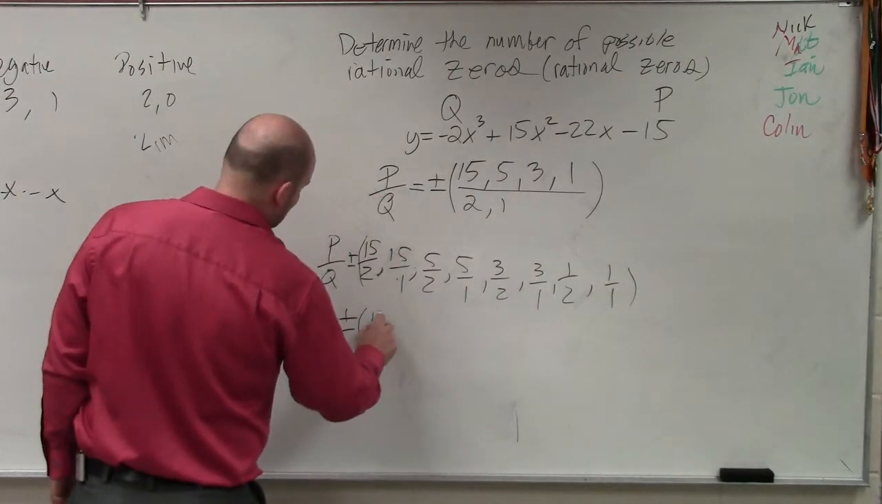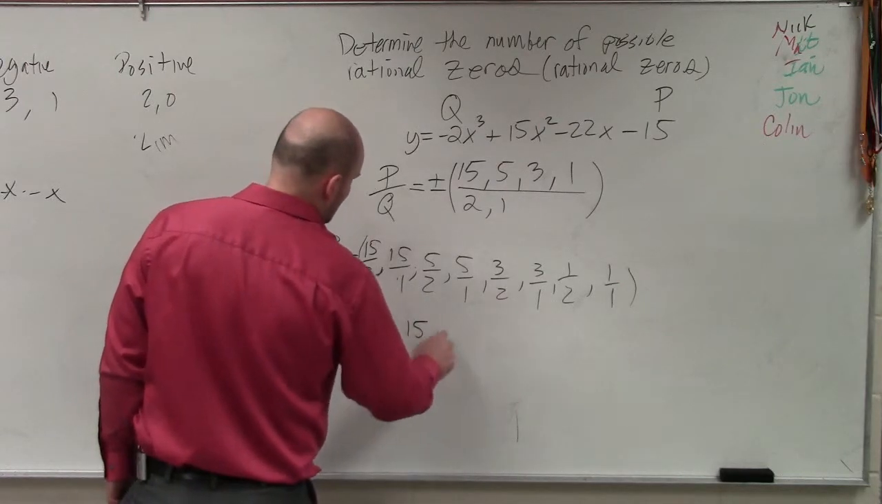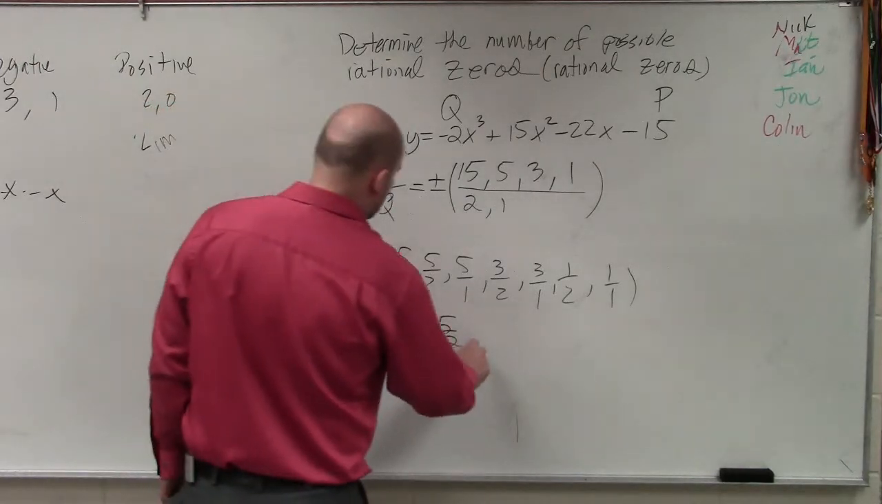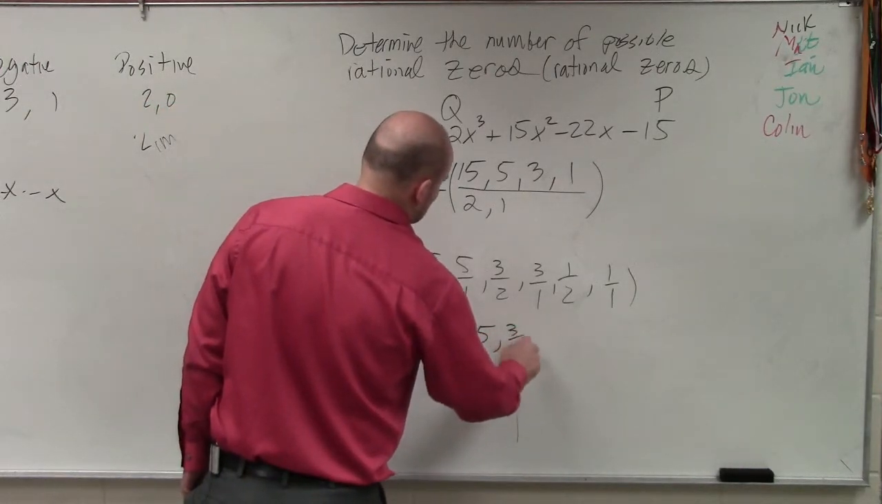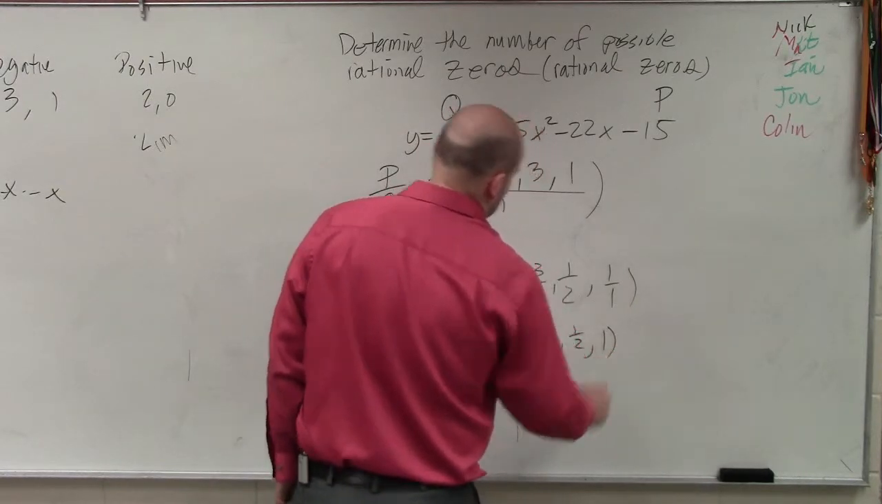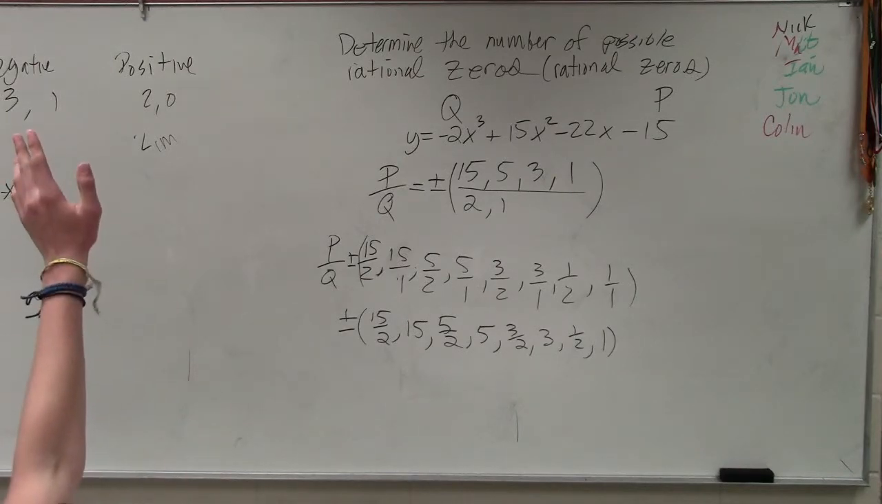Now, the last thing I'm going to do is simplify this. 15 over 2 cannot be simplified, so I'll just leave it like that. 15 over 1, though, can be simplified to 15. 5 over 2 cannot be simplified. However, 5 over 1 can. So if I ask you what are all the possible rational zeros, then I would expect you guys to be able to write all of those down, and that's what would be expected on your test.